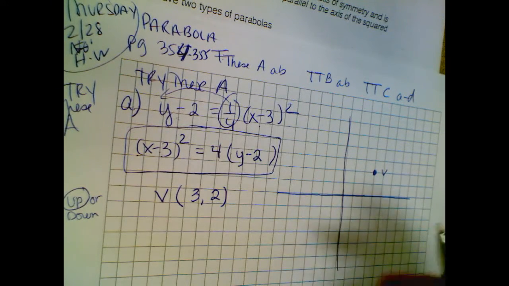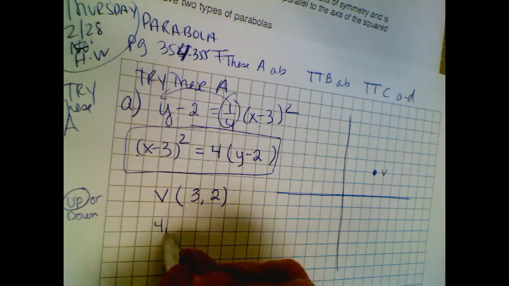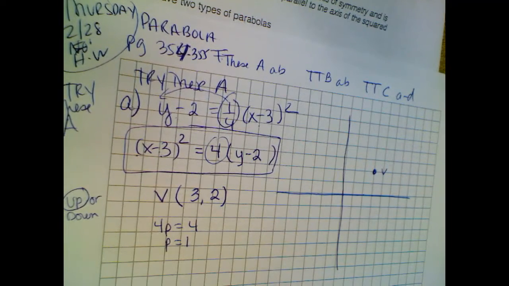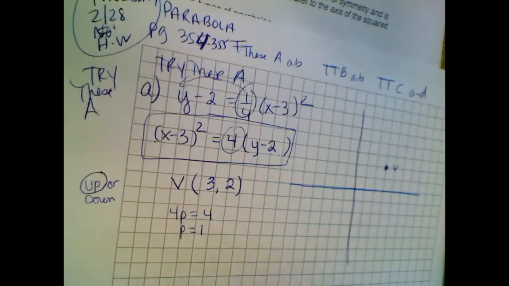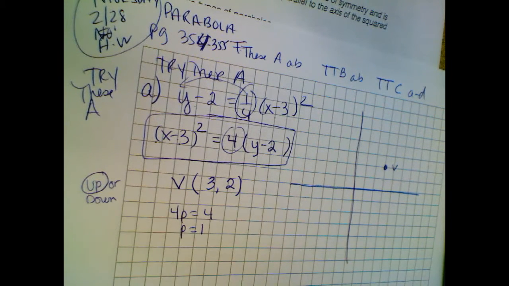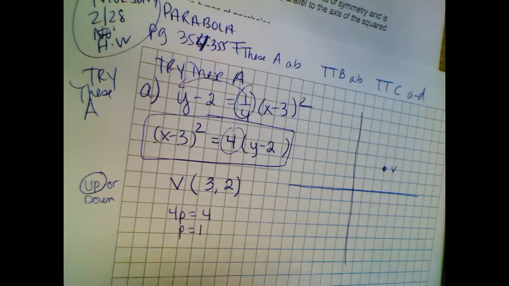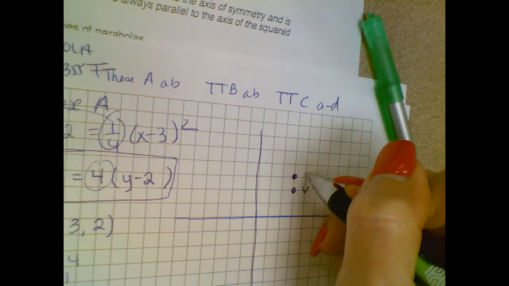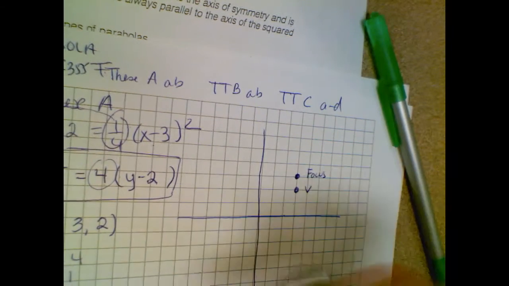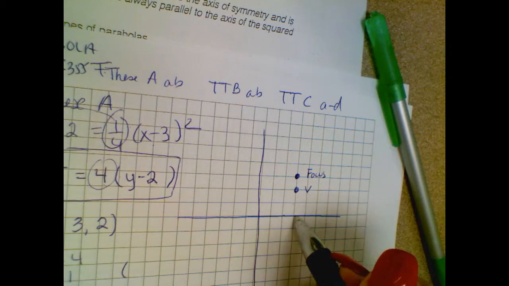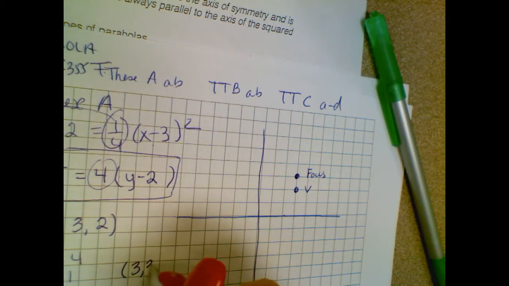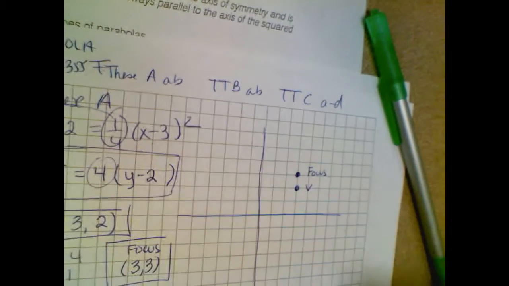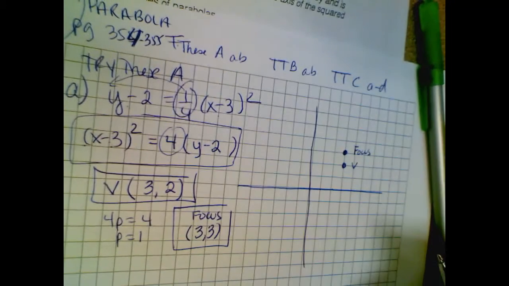Next, you're going to take the 4 and set 4p equal to this 4. And p is 1. My notes say p; I think the book uses d. It really doesn't matter. P is the distance from the vertex that you go up to find the focus point. So the focus point is going to be 1, 2, 3, and this is your focus, and this is your vertex. They are only 1 apart.